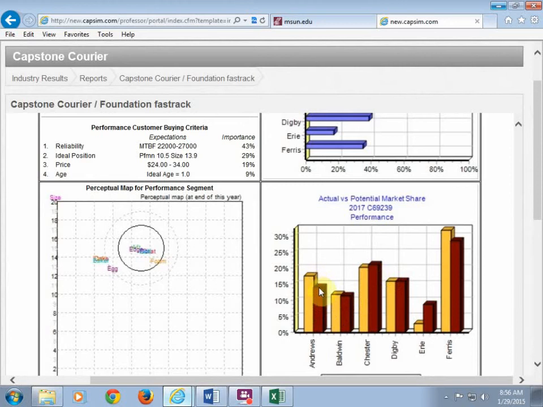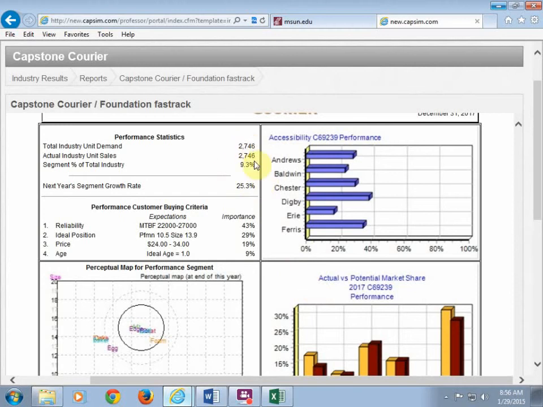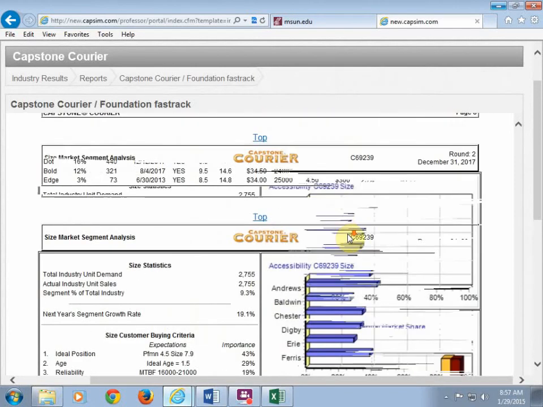Andrews, on the other hand, got to take advantage here, right? Their potential looks like it was about 14%. Looks like they sold about 17, and their potential was about 14, so they gained about 3%. Do the math the same. 2.7 million, so they sold an extra, whatever that would be, 60, 70,000 units, 30-some bucks a unit.